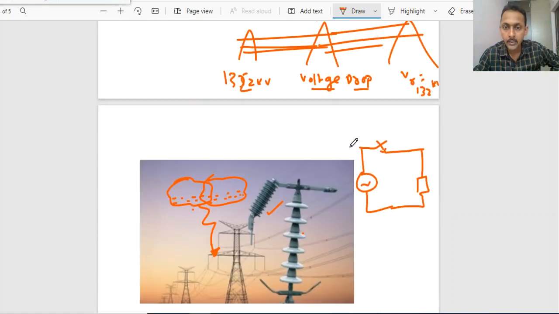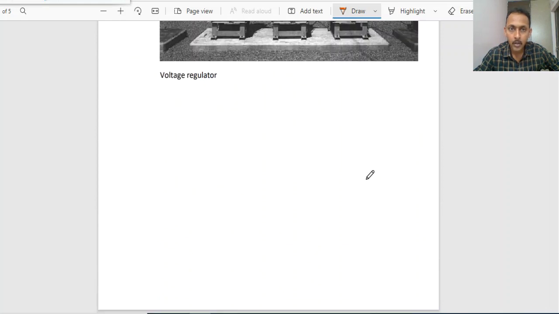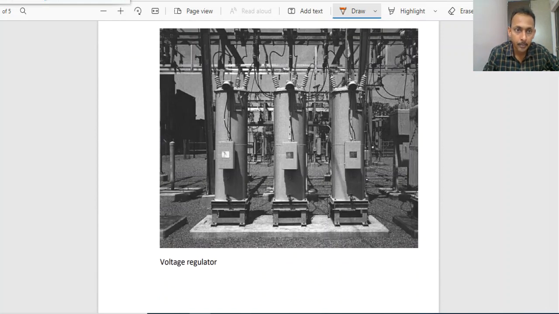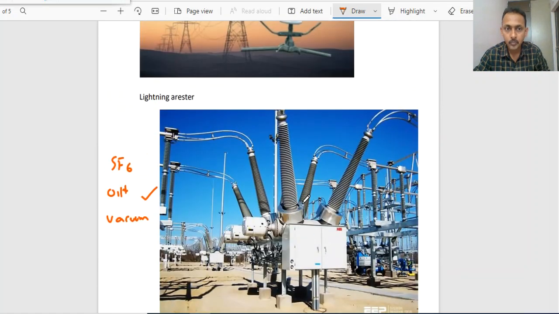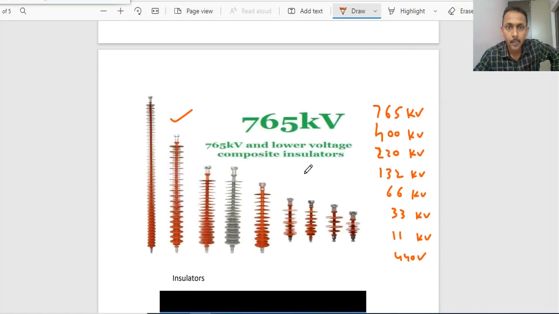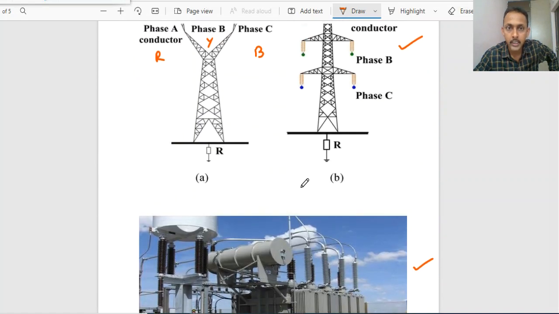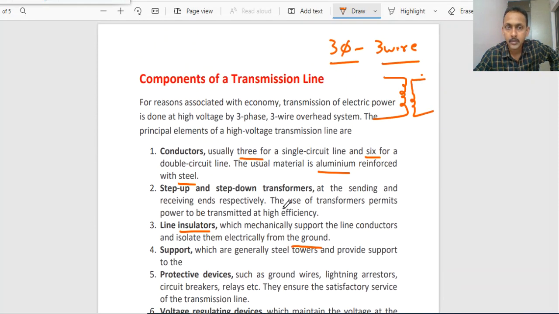In order to maintain that, some voltage regulators are required. For that sake, we will be using voltage regulators. These are the pictures of the voltage regulators. Like this, we have different components: voltage regulators to regulate the voltage, circuit breakers, lightning arresters or surge arresters, towers, insulators, power transformers, and single circuit, double circuit lines. So these are all the different components of the transmission line, right?